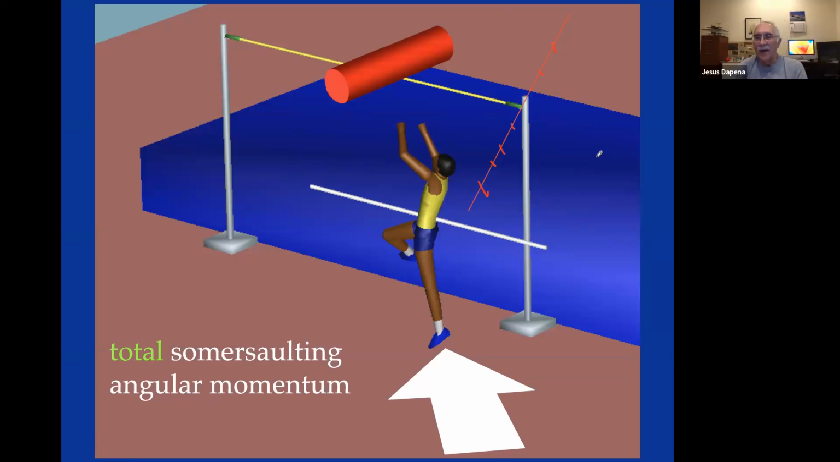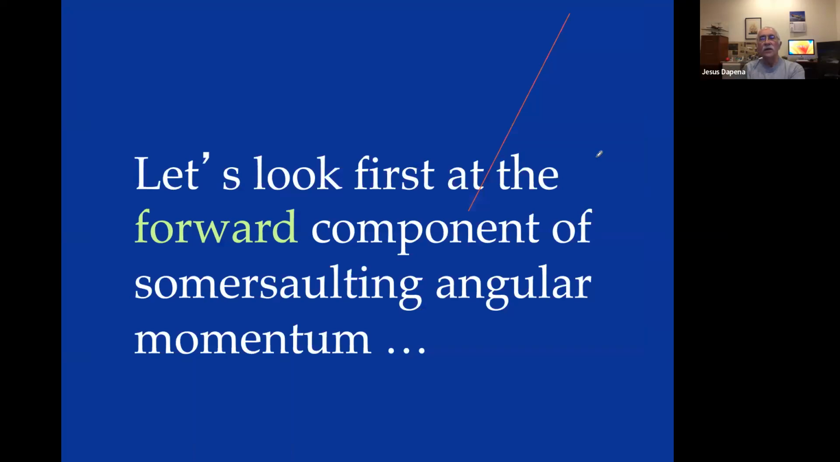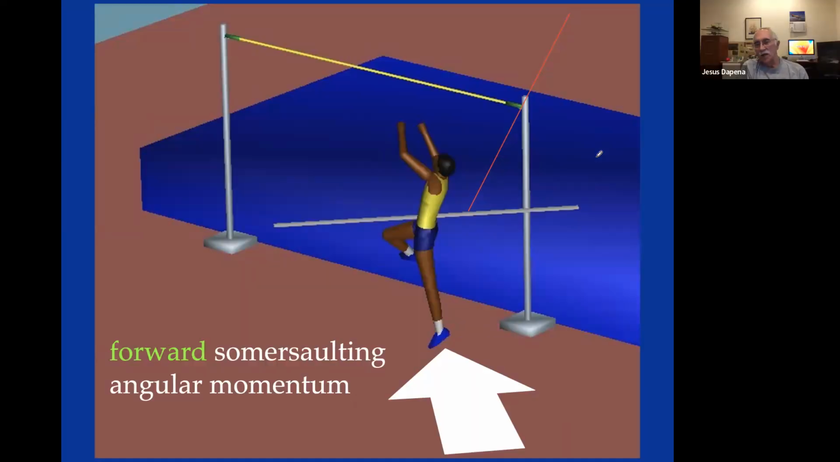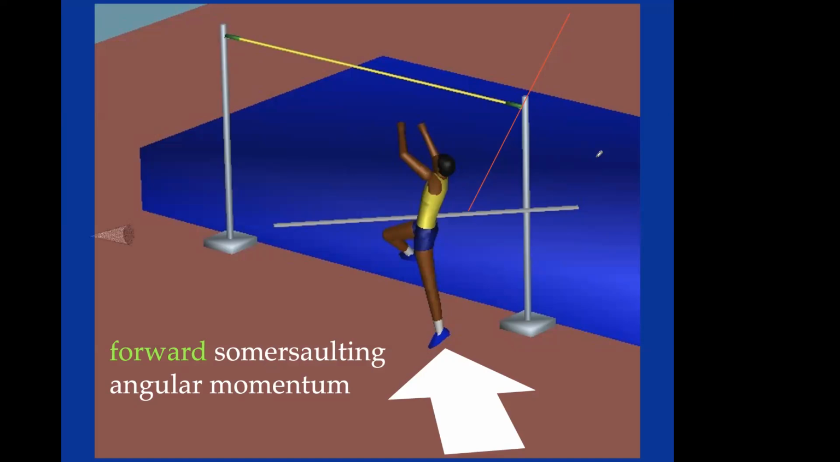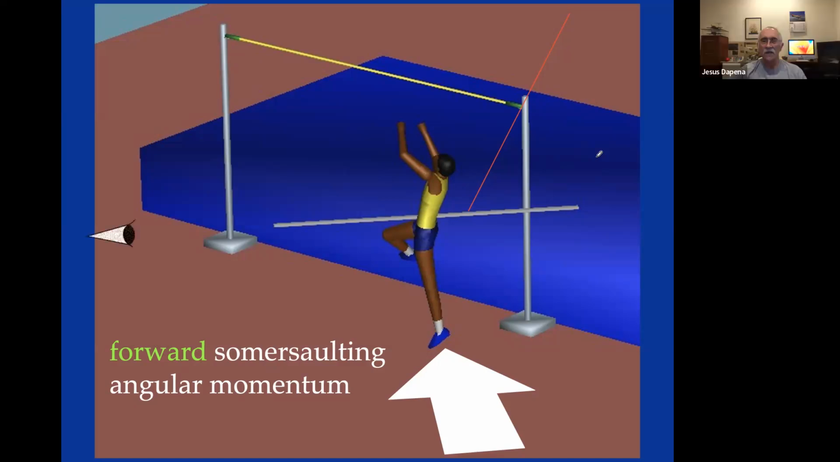Okay, so let's go to the next slide. First we're going to be looking at the forward component of somersaulting angular momentum. The best place to watch this rotation is from a direction perpendicular to the final direction of the run-up. So this is your eye, and this is the direction of viewing. And the view that you would see would be this one.